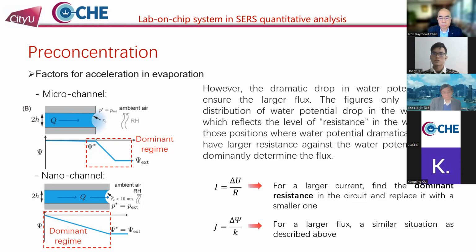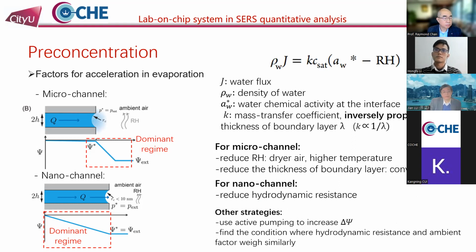We can further make a comparison to a circuit system. If we reduce the dominant resistance in the circuit, the current in the system should be greatly increased. This is a similar case if we want to increase the flux in the microfluidic system, the evaporation rate. And here I listed some prospective solutions for both micro and nano channels, such as reducing the relative humidity in the air or the thickness of the boundary layer using convection flow and things like that. There are also some universal strategies, like using an additional power supply to obtain higher delta phi, which is the change amount of the water potential, and fine control of the delicate balance between the two.